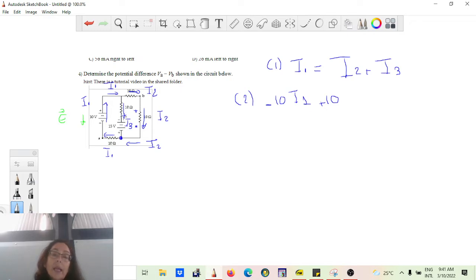Here I'm going again with the flow. So again, I'm losing. So minus 10 I3. And here I go from minus to plus. So I do a plus 15.